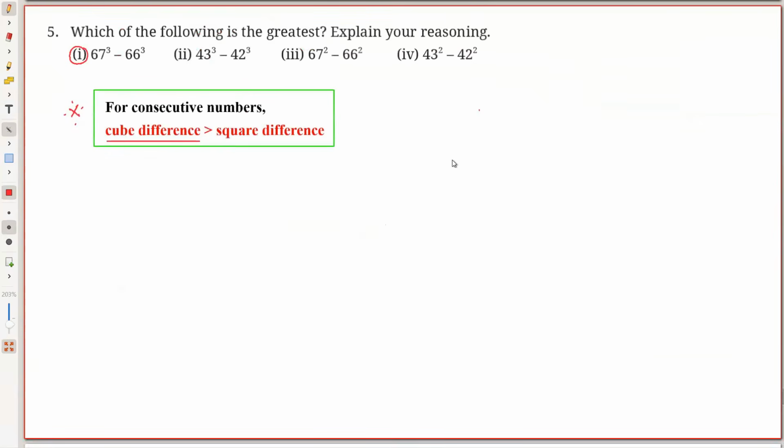So next one is question number 5. It is given: which of the following is the greatest? Explain your reasoning. Here 1, 2, 3, 4 options are given. Without expanding, we have to identify which one is going to be the greatest. For finding this, you can use consecutive numbers. For consecutive numbers, the cube difference will always be greater than the square difference. Here the cube difference means 67 cube minus 66 cube. This will be the greatest among all these options.